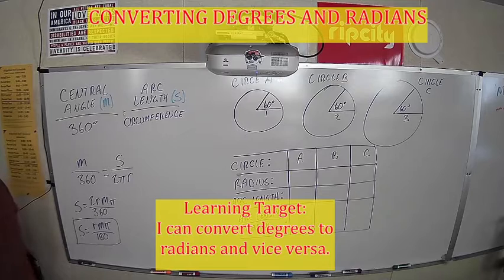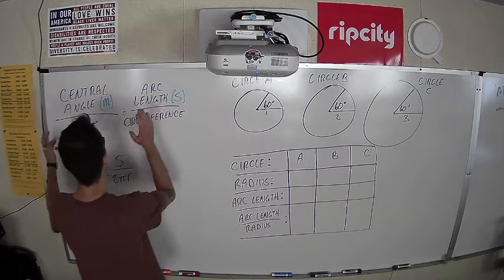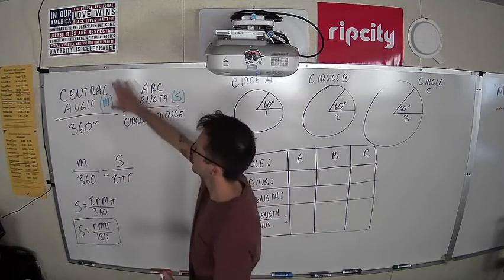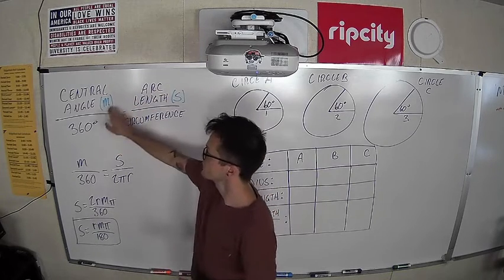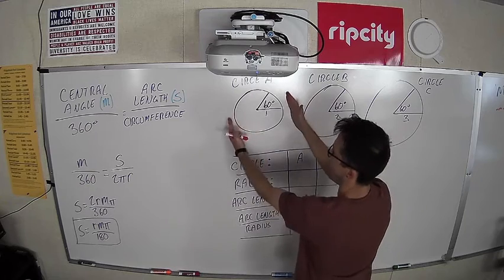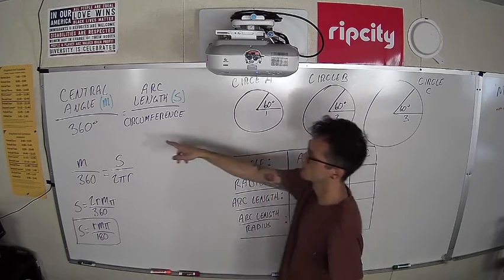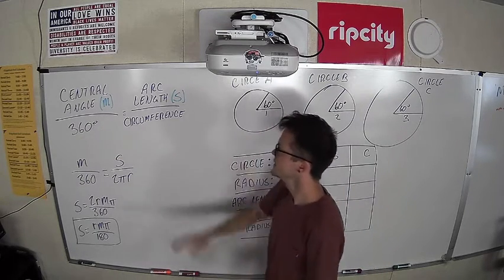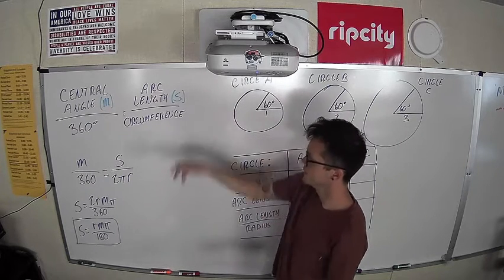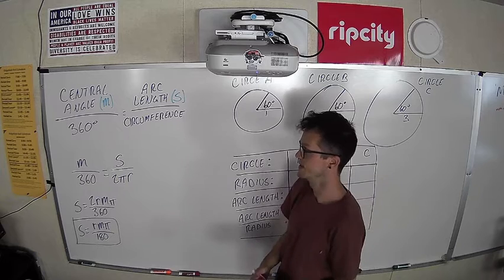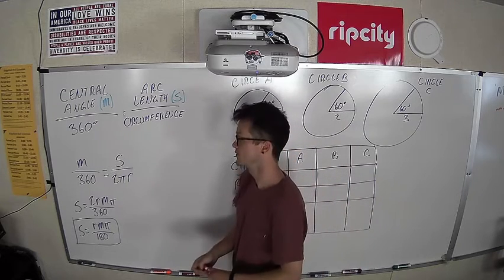So let's do a little bit of quick review. This is something we learned recently. We know that if we have the central angle over 360, that ratio of whatever our central angle is over 360, so for example, this triangle would be 60 over 360. To find the arc length, we would create this as our unknown and divide it by whatever the circumference is. So we talked about this in the previous video.